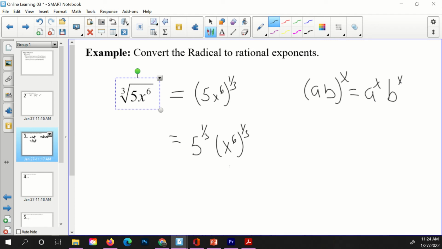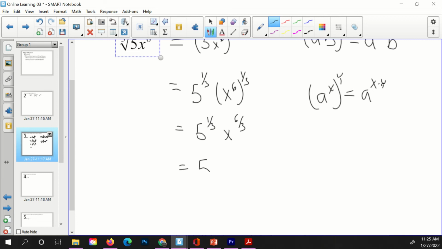Now, the reason I wrote it this way is because I also want to review the property of exponents, that a to the x to the y is a to the x times y. If you remember this property, you could probably skip this step, but I need to multiply 6 times a third. Well, 6 times a third will give me 5 to the 1/3 over x to the 6 over 3, but I got to reduce that if I can. I can't take the third root of 5, so that's going to stay by itself, but 6 over 3 reduces down to 2, so I'm going to leave that as my final answer.